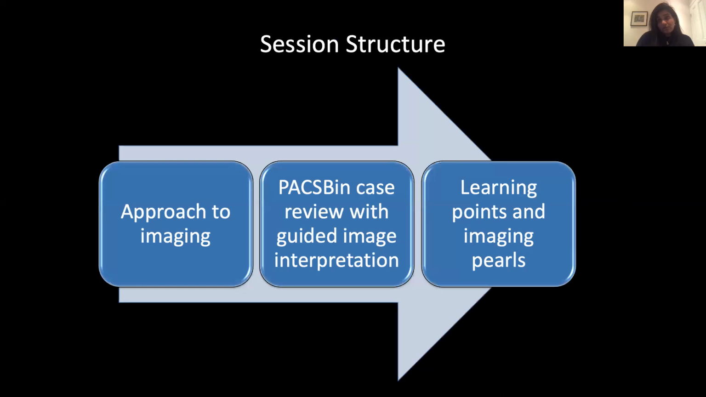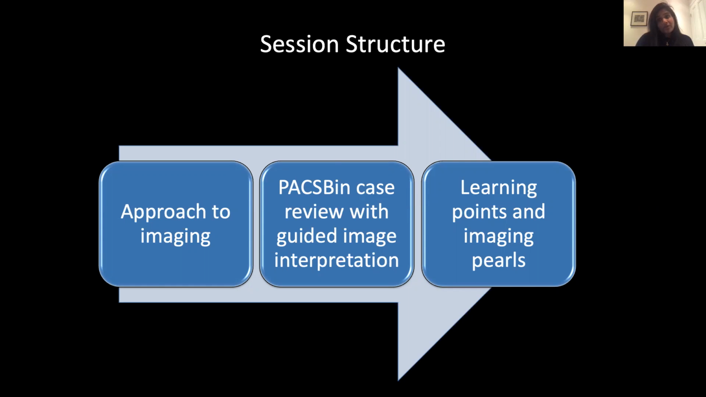So just to run you through what will be the session structure for today, we're going to have a look at an approach to imaging in thoracolumbar trauma. We'll have a look at some scrollable cases on PACSPIN, and I will go through these cases with guided image interpretation. Some of these cases will be made available as hyperlinks through the curriculum support tool that, as part of the training and education subcommittee, we are creating, and I'll finish up with some learning points and imaging pearls to take away from today's session.